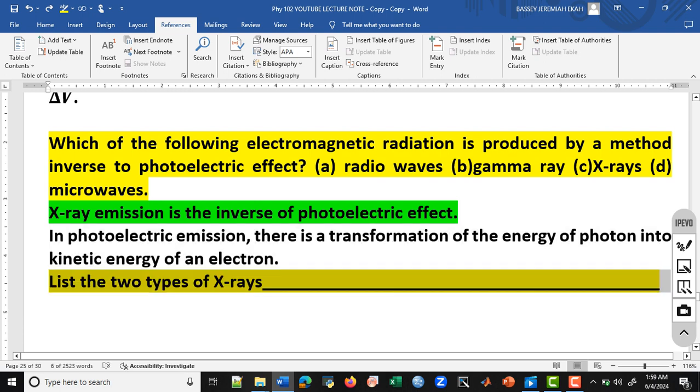List the two types of X-rays. X-rays are subdivided into two types.